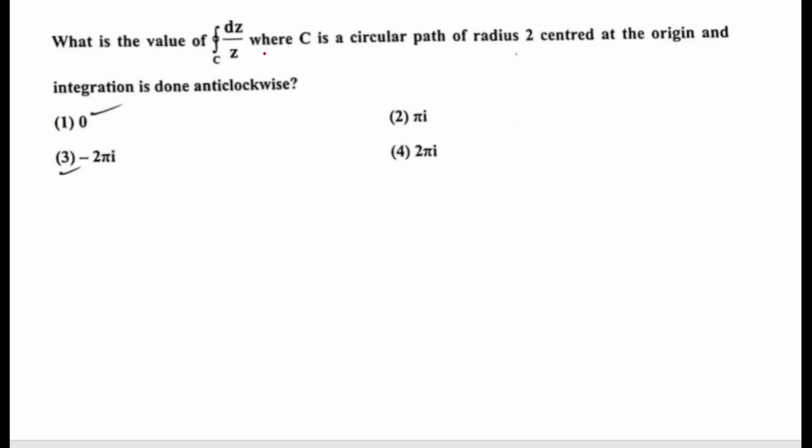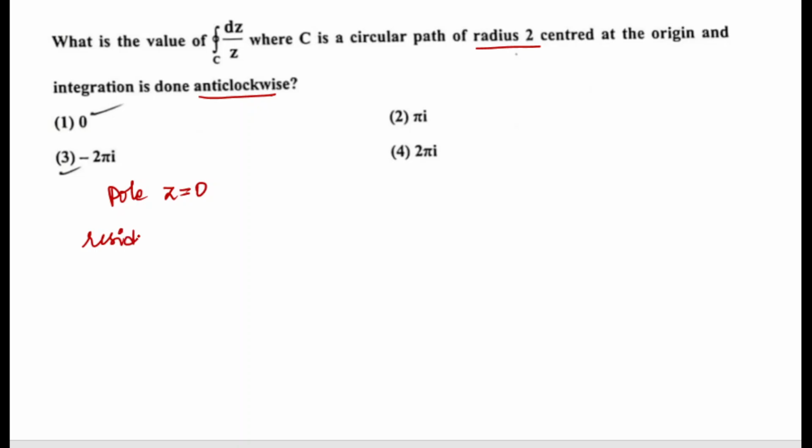What is the value of the integral of dz divided by z? This is a repeated question. The contour is a circle of radius 2, centered at the origin, and the integration is done in the anti-clockwise direction. Take this into consideration. So first we need to find the pole. The pole is easy: z equal to 0.